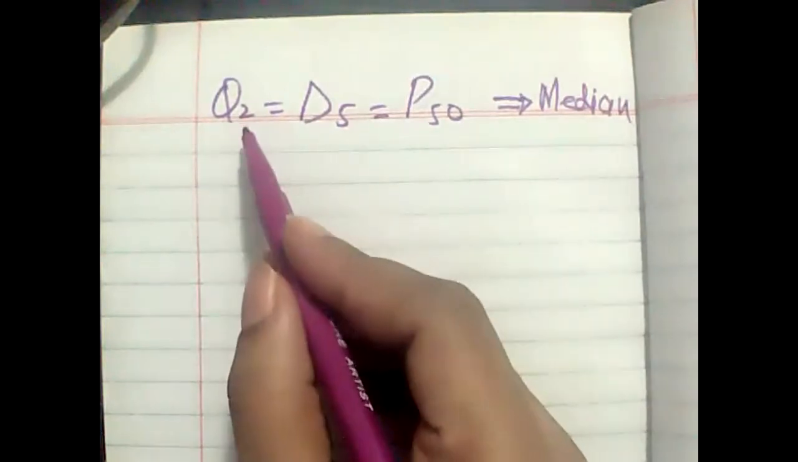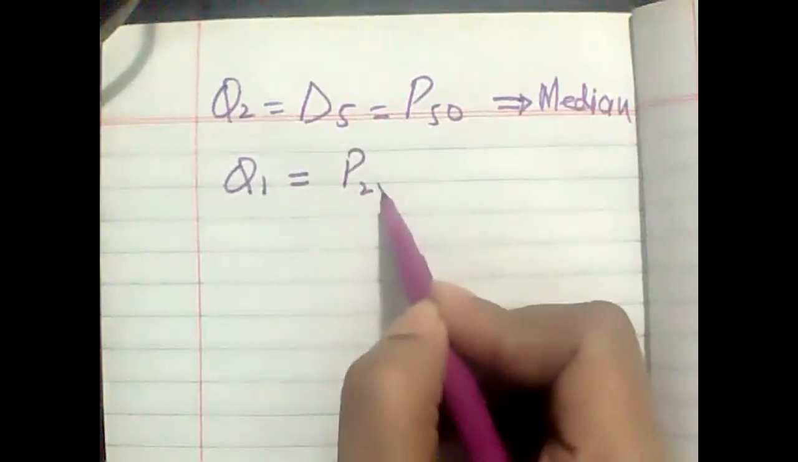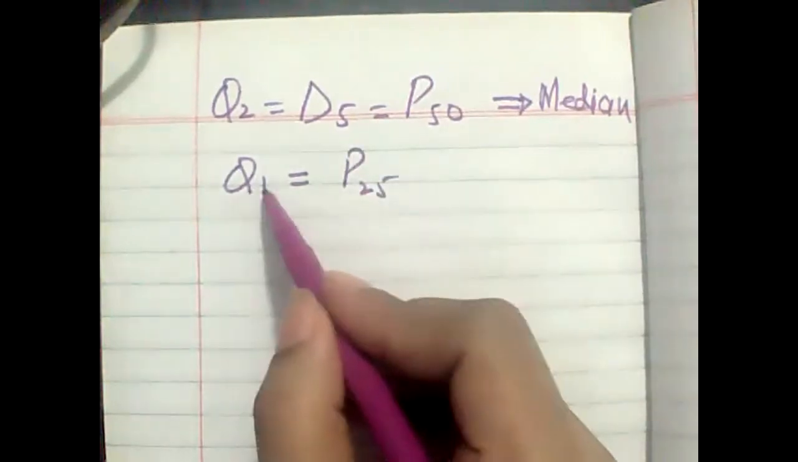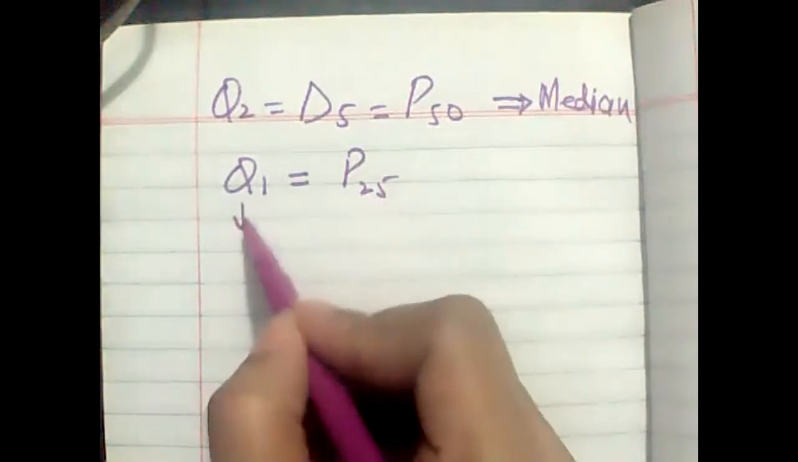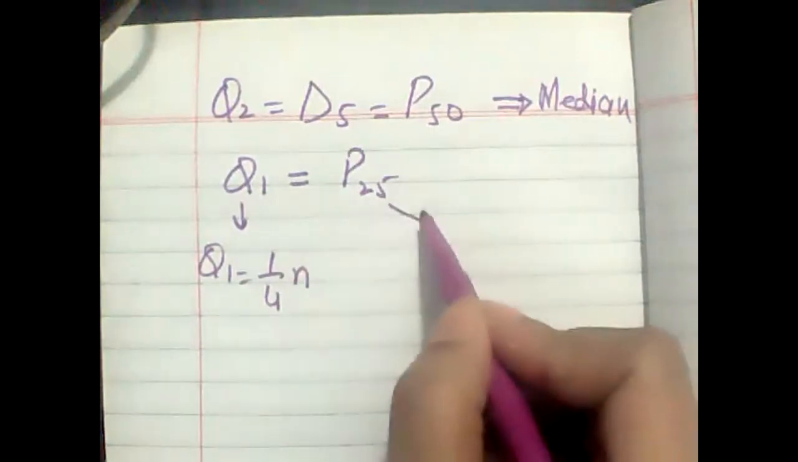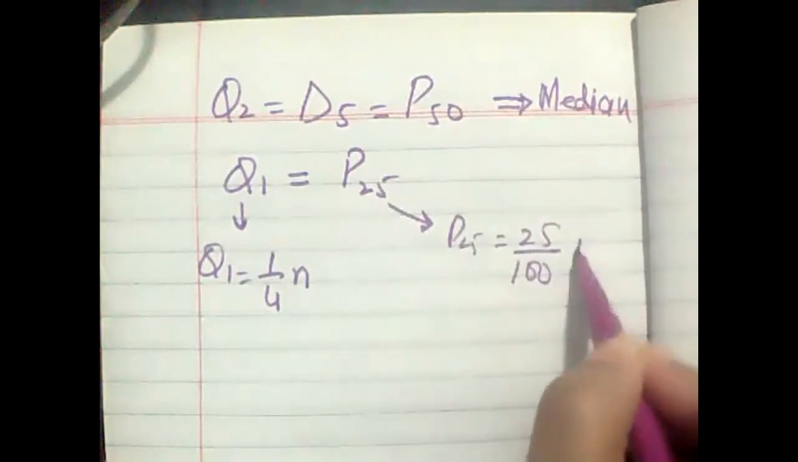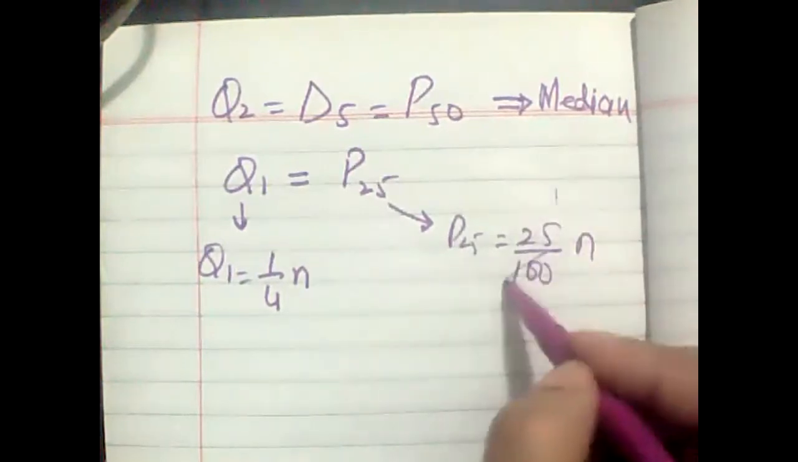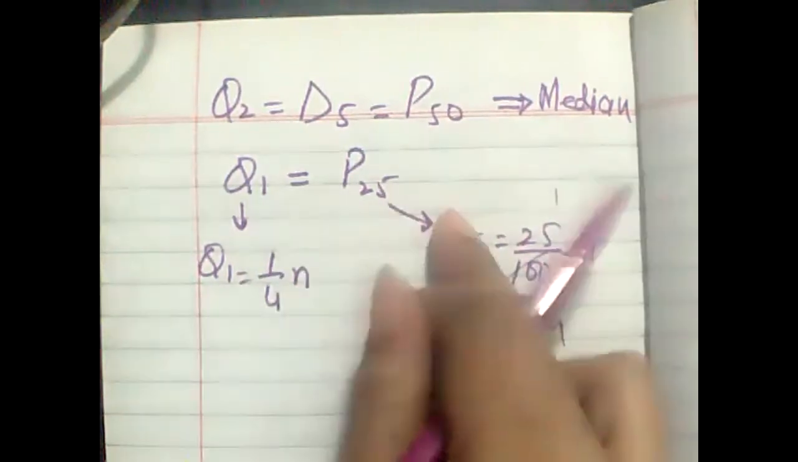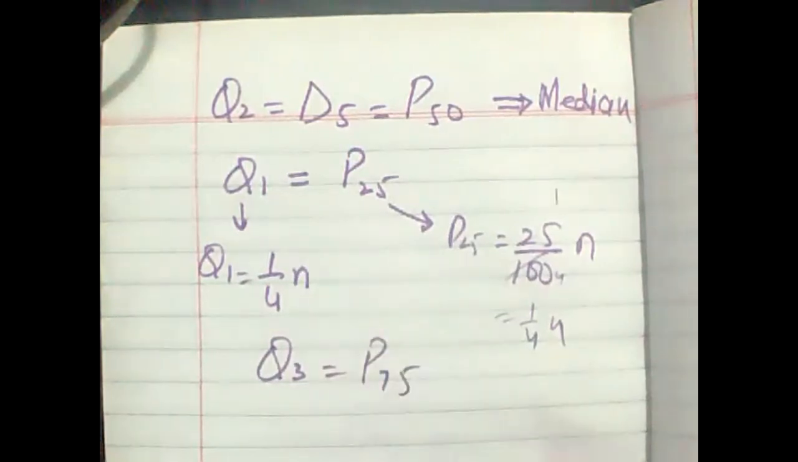Secondly, one more thing is coming to my mind. Q1 is the same as P25 because Q1 means covering 25% of the data. See, Q1 is equal to 1 upon 4 of n. P25 is equal to 25 upon 100 of n. So 25 ones are 25, 25 fours are 100, it's 1 upon 4 n. It's the same. Similarly, I have Q3 is equal to P75. We can do the relations like this.